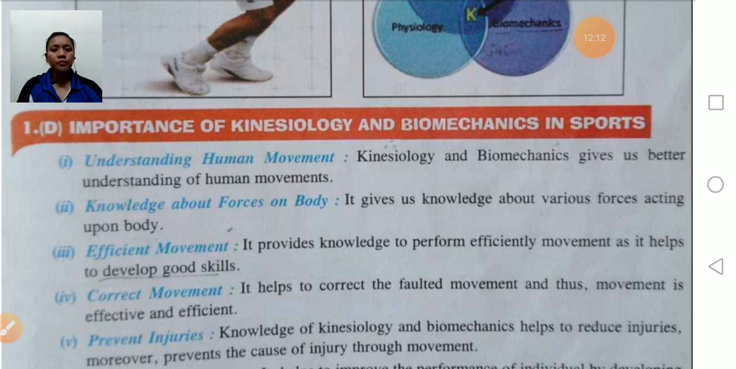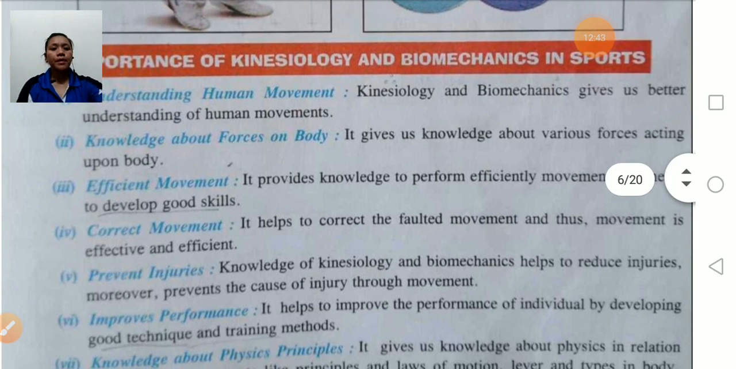Importance. What is the importance of kinesiology and biomechanics in sports? First is understanding human movement. Kinesiology and biomechanics help us know about human movement, how our body moves. Knowledge about various movements of the body. Knowledge about force on the body. It gives us knowledge about various forces acting upon the body.